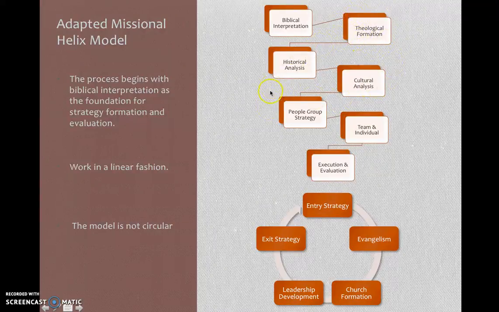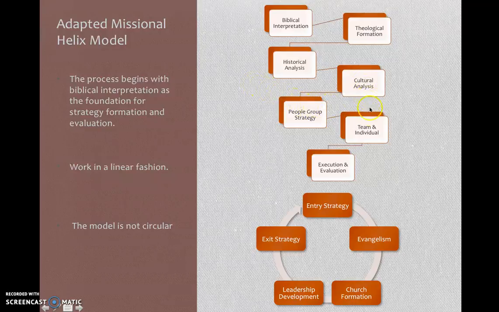Then right here in the middle is the traditional missional helix. This would be strategy formation here. So this is the original model. What you see in the beginning and the end is the additions. You work down through these steps and you get to people group strategy. Now this could be a people group strategy for an overseas missions context, or it could be a city strategy or a neighborhood strategy, but it's basically just the overall strategy of reaching all of the people who are like the people you're trying to reach.